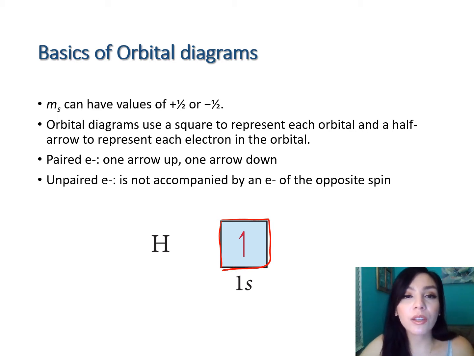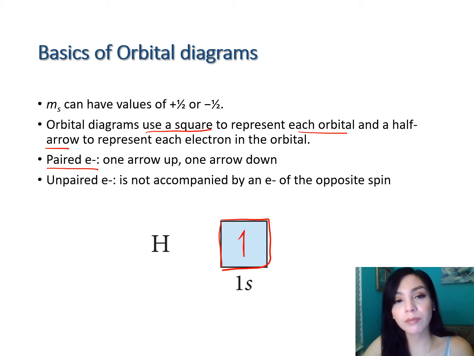So we use a square, obviously, to represent each orbital, and then we use a half arrow to represent each electron in the orbital. This half arrow that you see right here, spinning up, is just showing that there's one electron in there. Now whenever you have a paired electron pair, you will have one arrow up and one arrow down, and any electron that's by itself is considered unpaired.